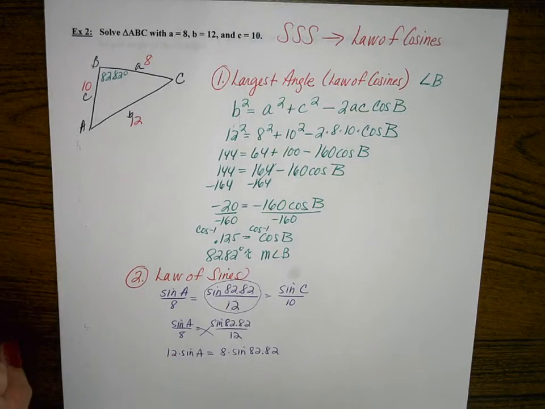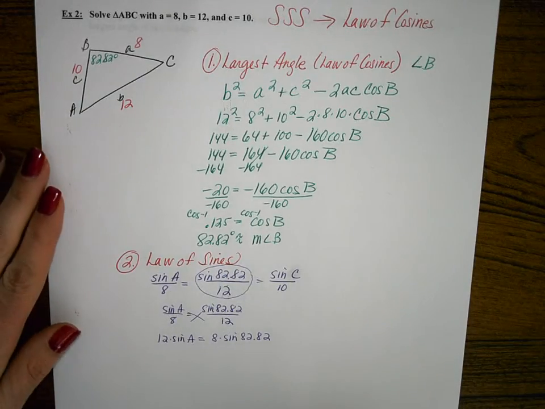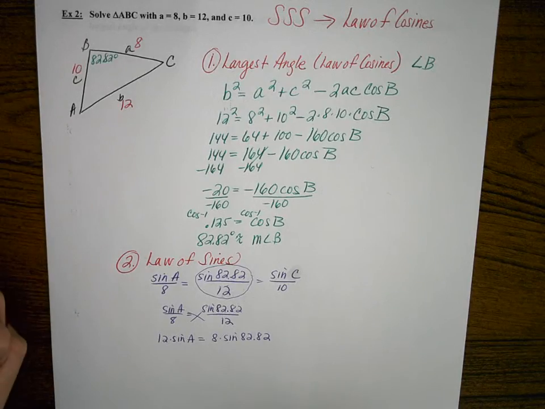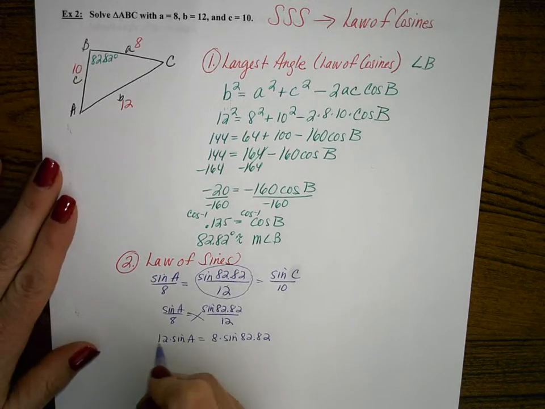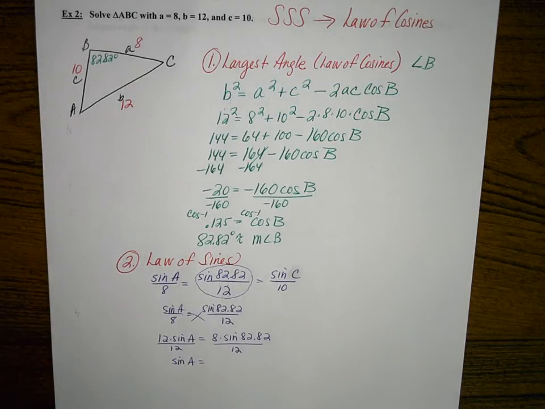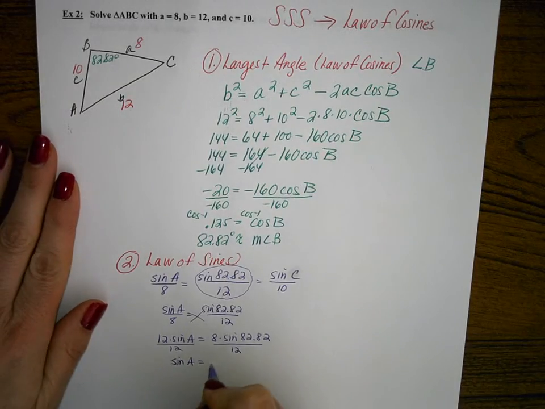All right, Samantha B, what am I going to do to start getting to angle A? Yep, absolutely. We're going to divide both sides by 12. So we have the sine of angle A equal to, all right, we're going to take 8, multiply it by the sine of 82.82, and divide it all by 12. Zach, do you have that? 0.66. What is it? 1.4?